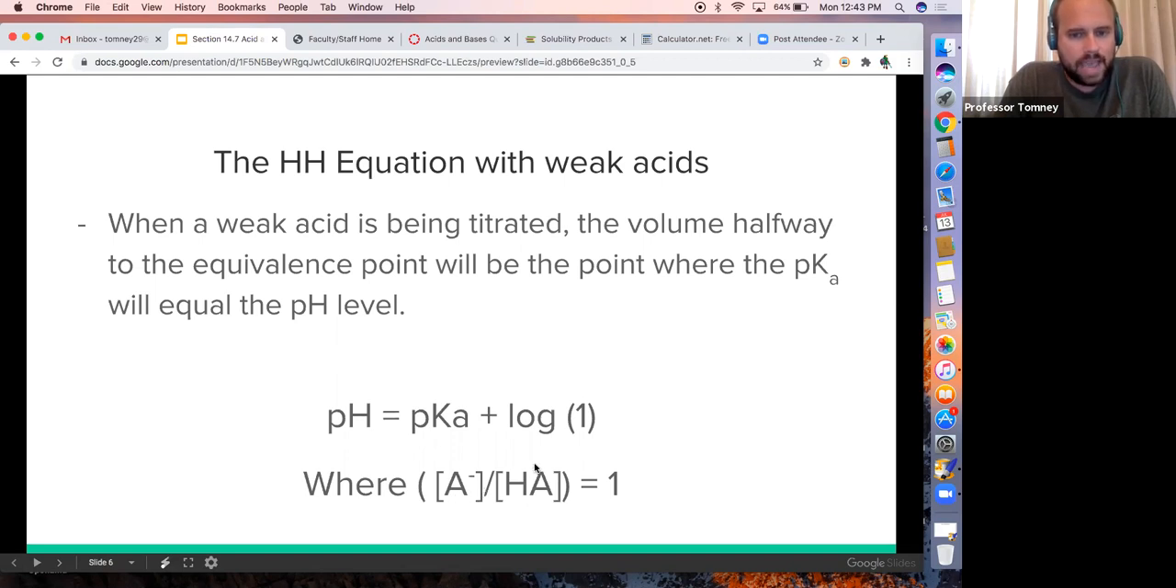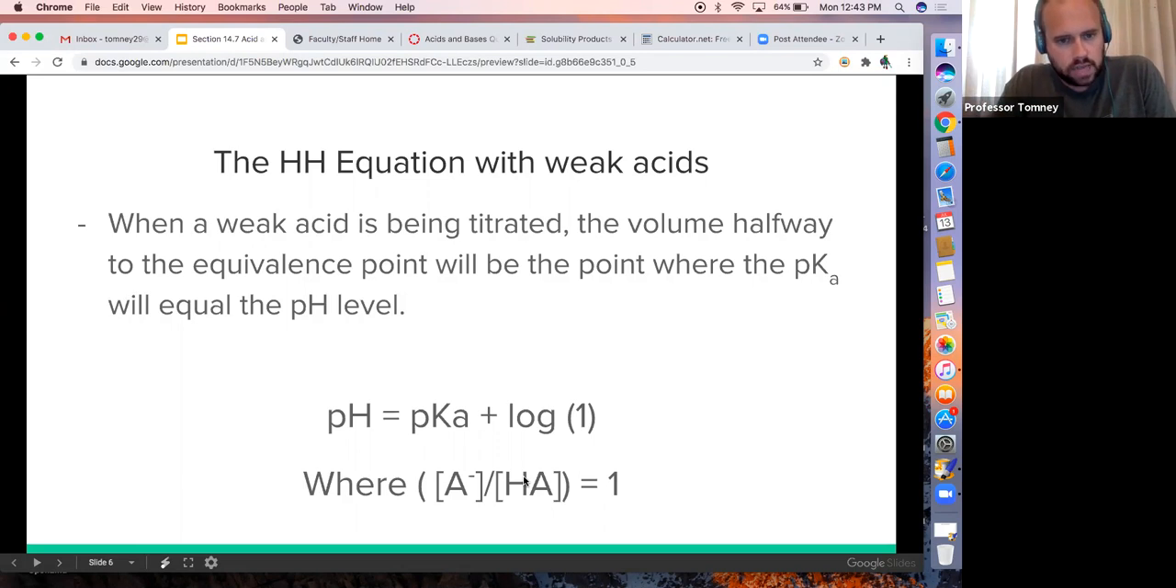But once I have gone through half of the HA, meaning I've titrated half of whatever that weak acid is, then exactly half of it has been converted to A minus, or the conjugate base. And when this half-half ratio occurs, it means I have equal amounts of the weak acid and the conjugate base sitting in solution. Well, that means if they're both equal to one another, they're going to drop out and become 1. And the log of 1 is going to be 0.